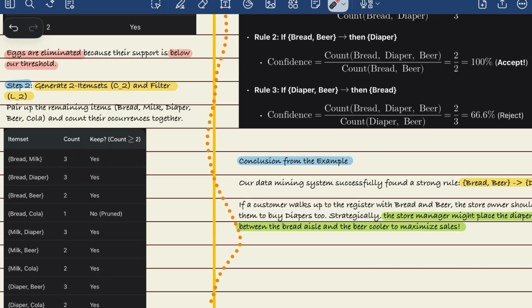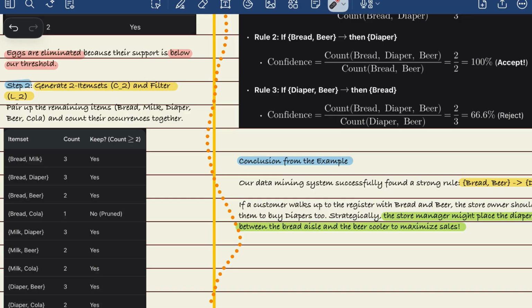Similarly, we do it for bread, diaper. It is also coming 3 times, so we'll keep it. Then bread and cola, and beer and cola. These are not occurring at least 2 times. They are just occurring 1 time. So we will eliminate these 2, because they fail to meet the minimum support count, that is 2, right? So these would be pruned, these would be eliminated.